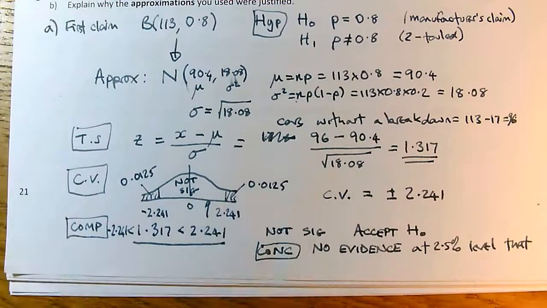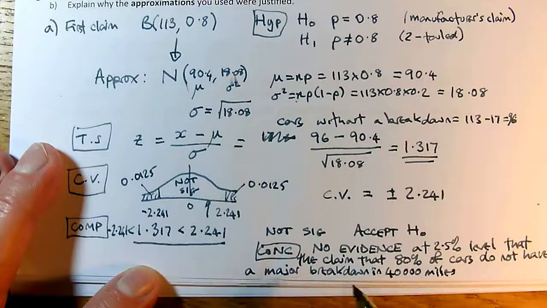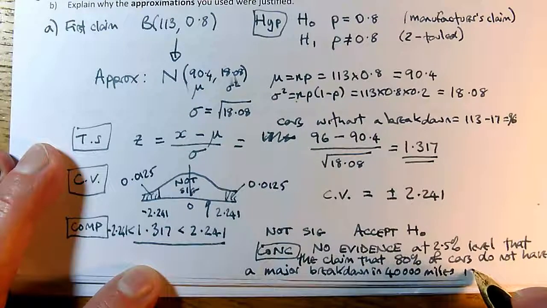So I could say there is no evidence at the 2.5% level that the first claim by the manufacturer was false, but I could say the actual details of the claim. So there's no evidence at the 2.5% level that the claim that 80% of the cars don't have a major breakdown in 40,000 miles, there's no evidence that claim is false.